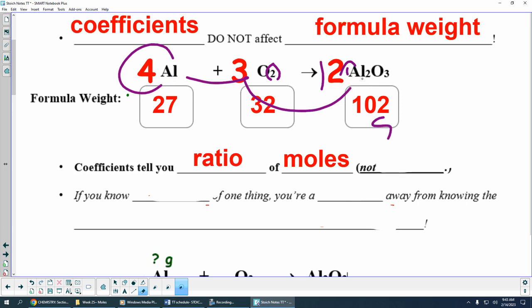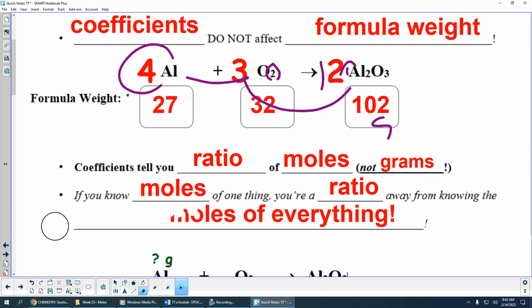Okay, awesome. Now, the coefficients tell you a ratio of moles, but they do not tell you a ratio of grams. So whenever you see grams in stoichiometry, you should be itching to turn it into moles. Now, if you know moles of one thing inside an equation, you are just a ratio away from knowing moles of everything. Awesome. So now we're going to do a practice problem.